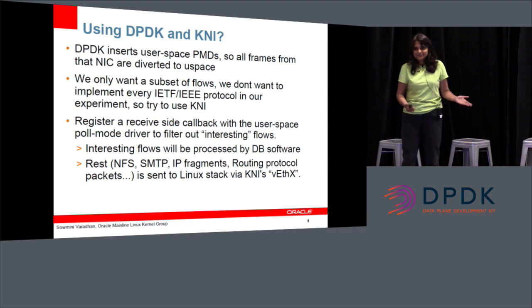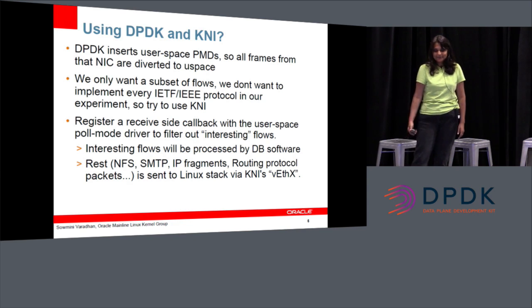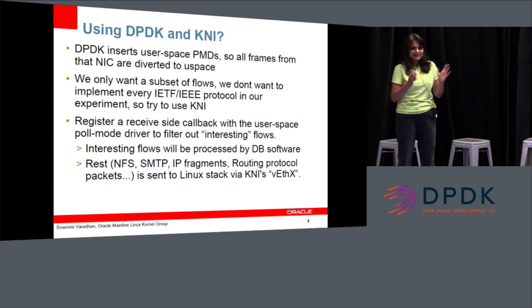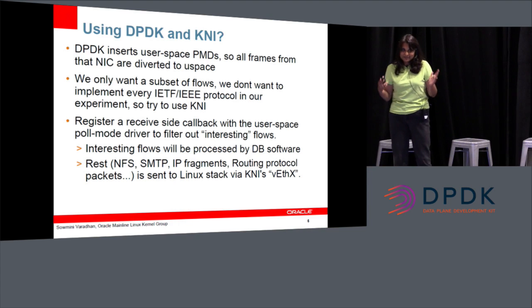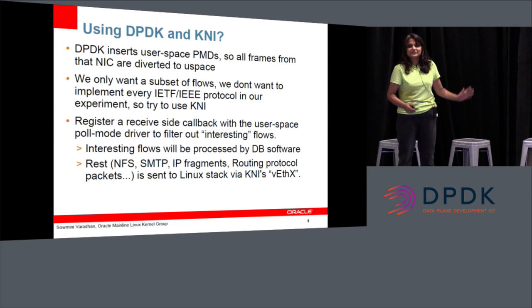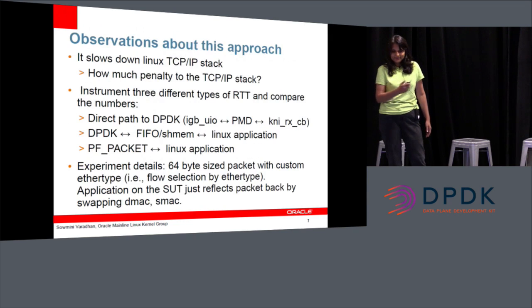So the most obvious thing to try to use was KNI, because that's the most obvious thing documented there. So what I tried was to register a receive-side callback with KNI, which would look at a packet, do some pattern match, and say this is an interesting packet. And the other uninteresting packets, which are still useful packets. These are things like NFS, SMTP, IP fragments, good stuff, but I'm just not interested in them for this Oracle application simulator. Feed it back to the kernel through KNI's vEth.